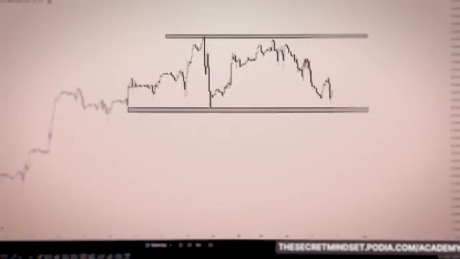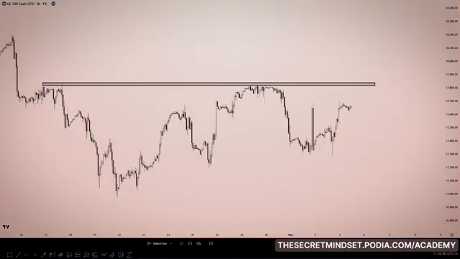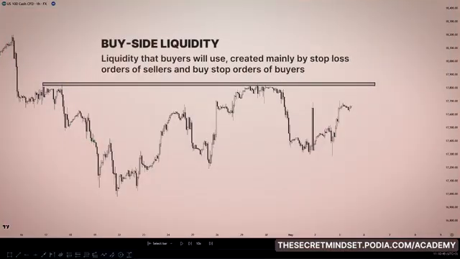When we look at charts, we see highs and lows. Above these highs, we assume there's buy-side liquidity, and below the lows, we assume there's sell-side liquidity. Buy-side liquidity is all the liquidity that buyers will use, created mainly by stop-loss orders of sellers and buy-stop orders of buyers. In a bullish market, price often uses buy-side liquidity to fuel the next upward move.